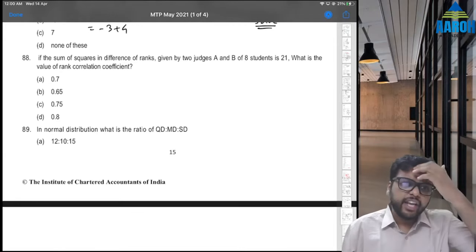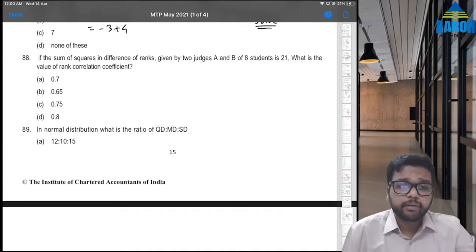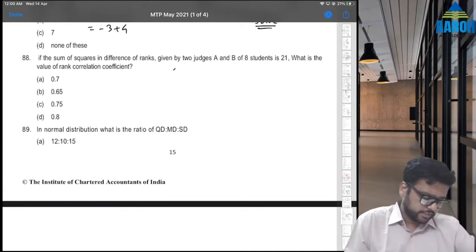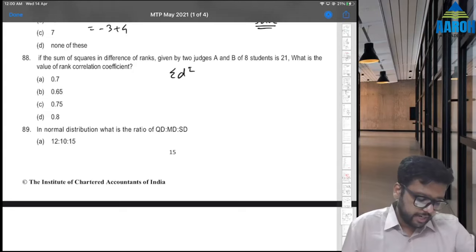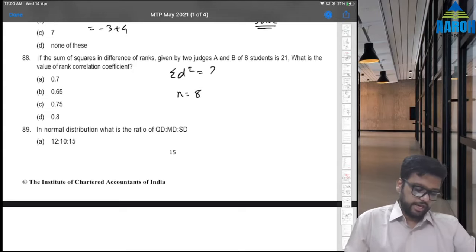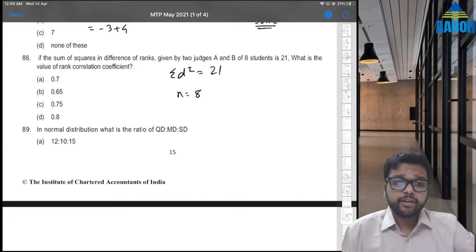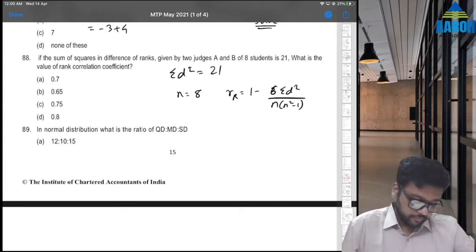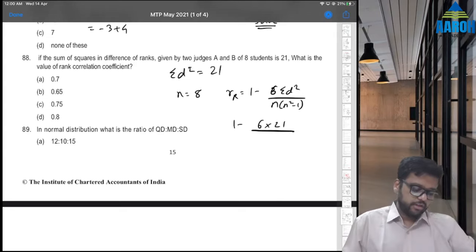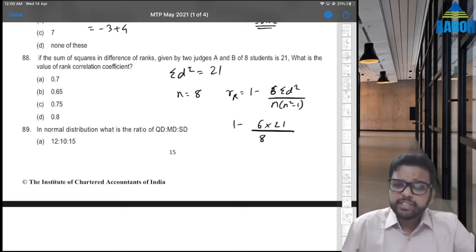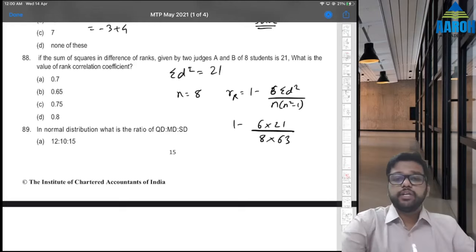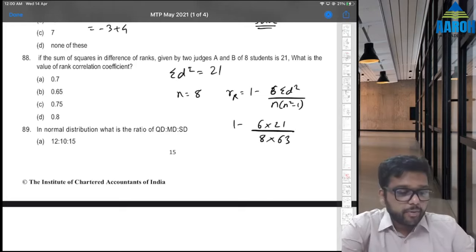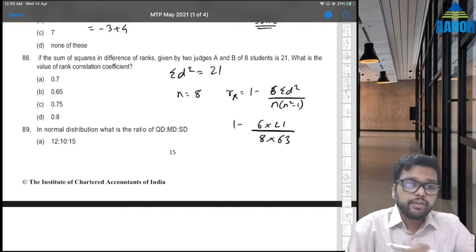Next, question 88. If the sum of squares of differences of ranks, that is Spearman, summation d square, given by two judges A and B for 8 students, so n is 8, is 21, what is the value of the rank correlation coefficient? Rank correlation coefficient is 1 minus 6 summation d square upon n into n square minus 1. So 1 minus 6 into 21 upon n is 8, n square is 64 minus 1, that is 63. Let's do it on the calculator. 6 into 21 divided by 8 divided by 63 gives 0.25. So 1 minus 0.25 is 0.75, option C.